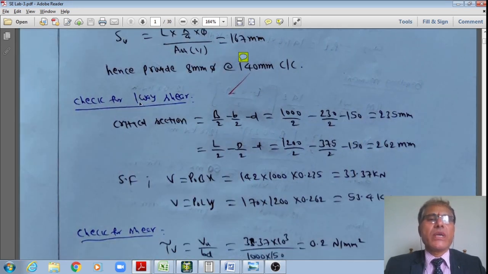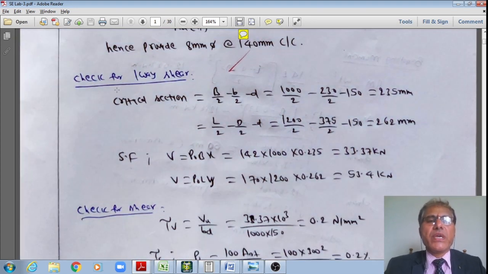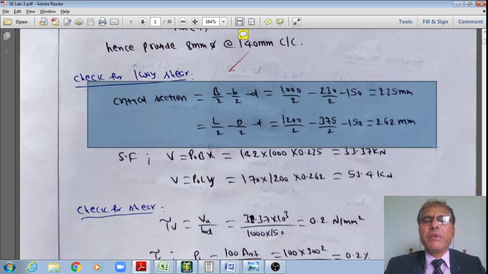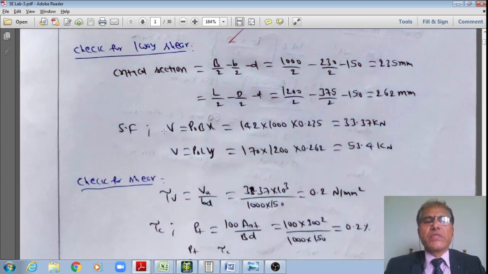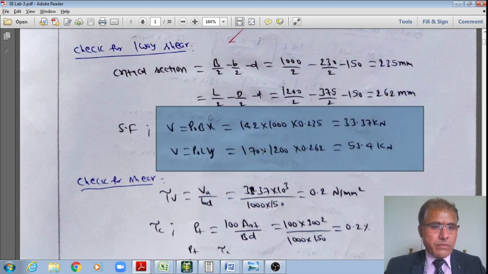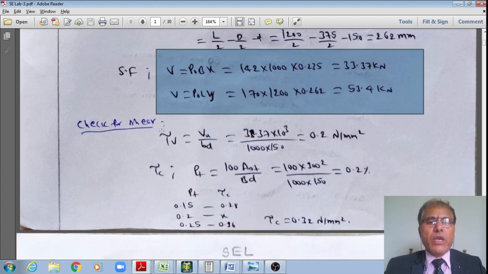Once I provide that main steel, student, then I need to check for the one-way shear. Therefore, the critical section is at a distance of d for one-way shear. Therefore, at what distance it is there along the width as well as the length directions, I am calculating that. B by 2 minus b by 2 minus d works out to 325, and as well as L by 2 minus b by 2 minus d is at a distance of 262. Therefore, the shear forces at those sections, p0 b x and p0 l y, are respectively 33.37 kilonewton and 53.4 kilonewton along both the directions.